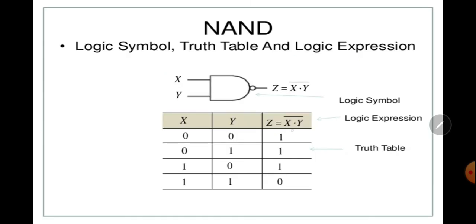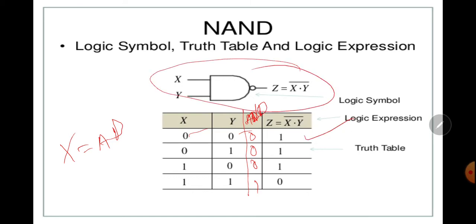Truth table for NAND gate, x is equal to a dot b, this is for 0 0, 0 1. This is output for AND gate, this is for NAND gate. This is the symbolic representation and the Boolean equation is x is equal to a dot b bar.